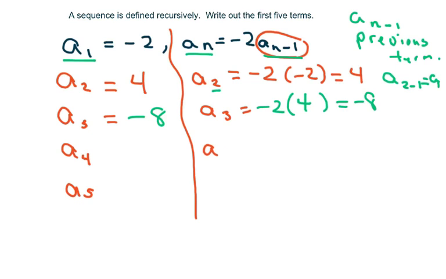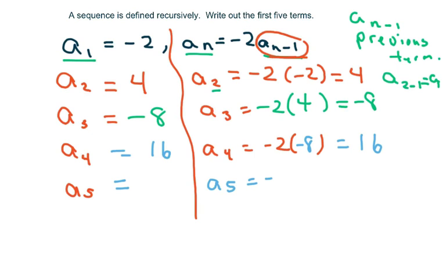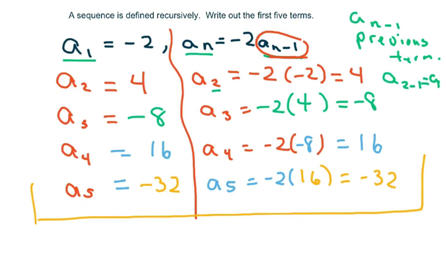a sub 4 is negative 2 times, what's the previous term? The previous term was negative 8. That gives you 16. And after a while, you can probably see, without even doing this, you don't have to write the formula out. You can just see the pattern. We can just see by the pattern that this is going to be negative 32. Anyway, I'll go ahead and write it. This is times 16 equals negative 32. So these are just basic recursive formulas. And if you read this as the previous term, like I said before, it makes it a lot easier.